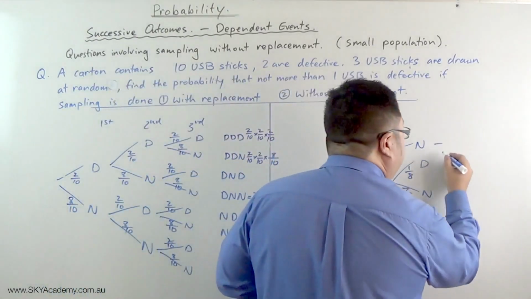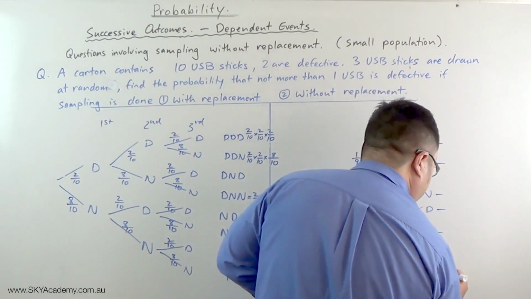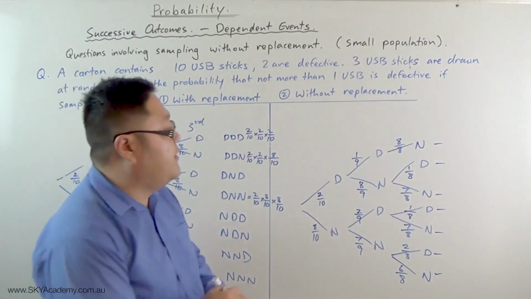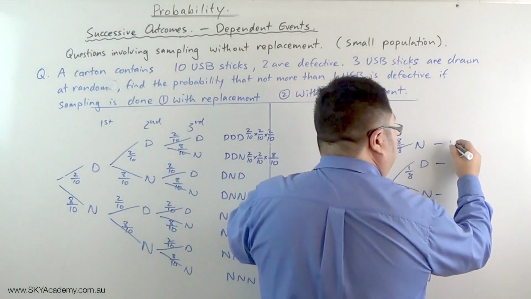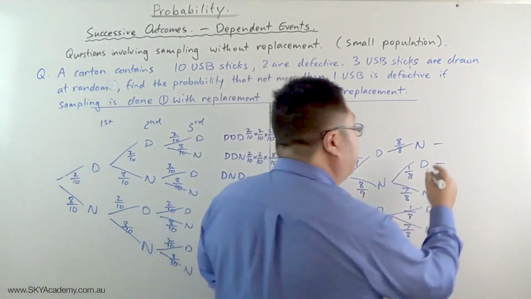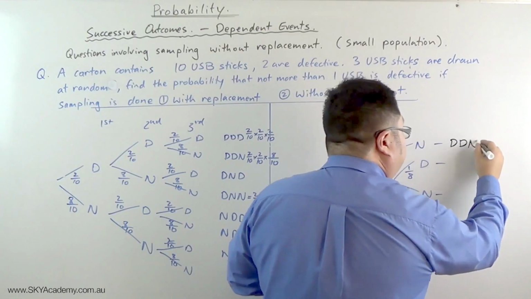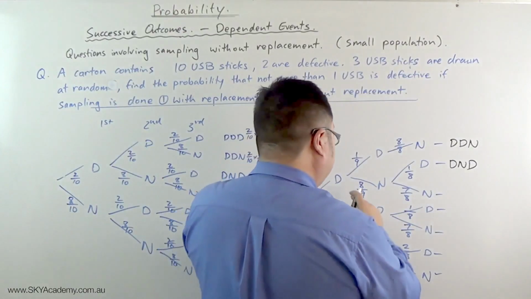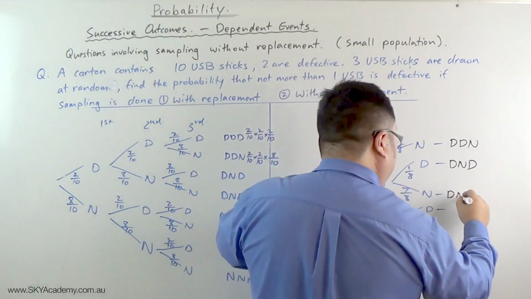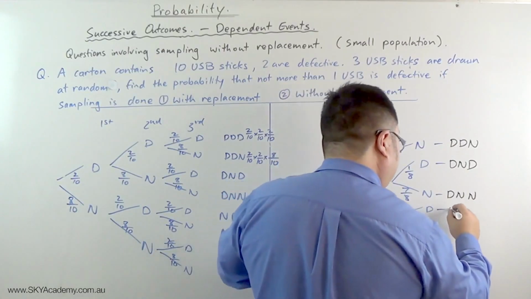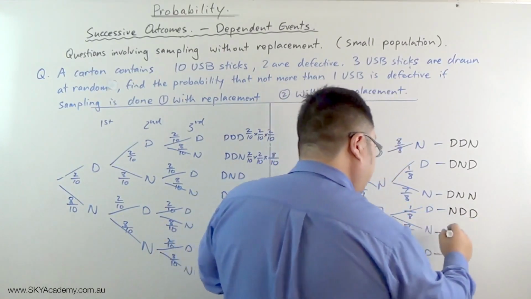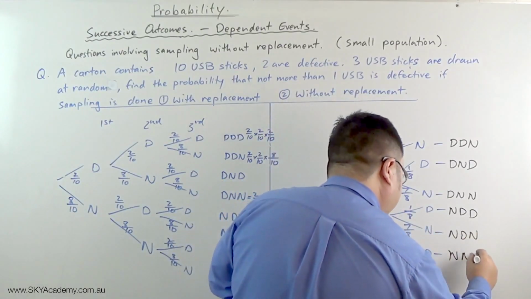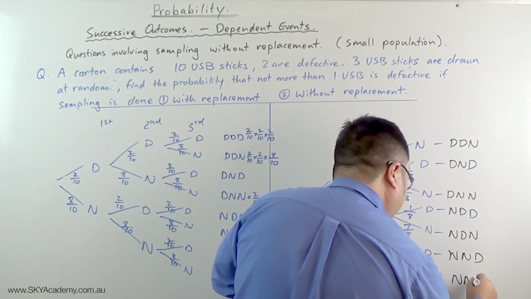In which case, your outcomes, let me write your outcomes here. Let me do it in black, all right? Your possible multi-stage outcomes are going to be defective, defective, non-defective, defective, non-defective, defective, defective, non-defective, non-defective, non-defective, defective, defective, non-defective, defective, non-defective, non-defective, non-defective, defective, non-defective, non-defective, non-defective.